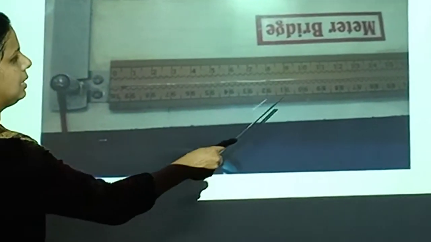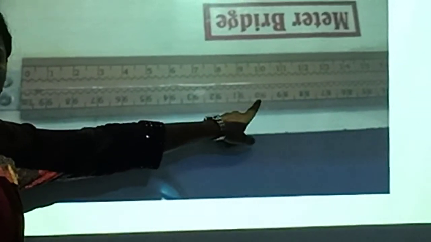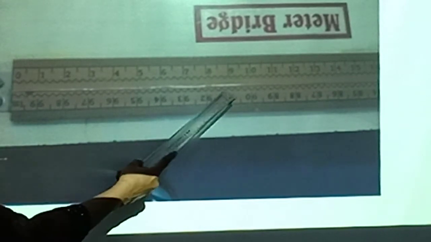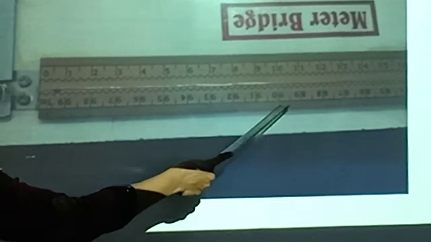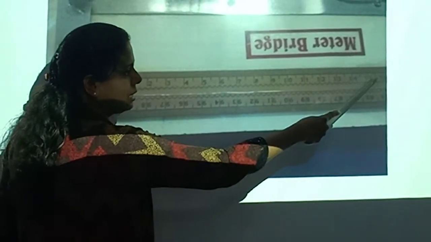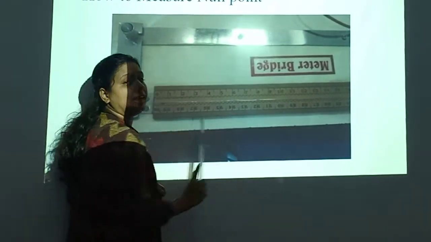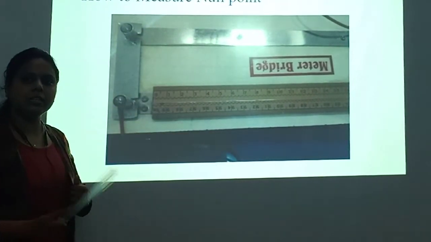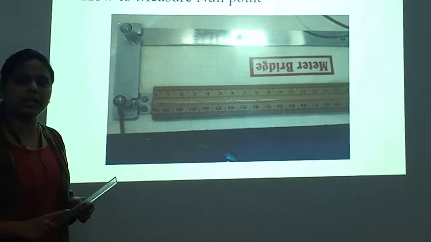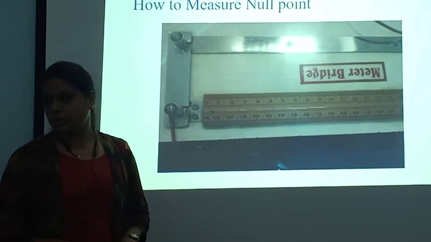Suppose your balancing length is 10 for LX, that is, LX is 10. Ultimately your LR will be 90. See here, below 10, 90 is there. Suppose your balancing length is 15 for LX. Ultimately it will be 85 for LR, because it is 100 centimeter. 100 minus 10, 90 will be LR.